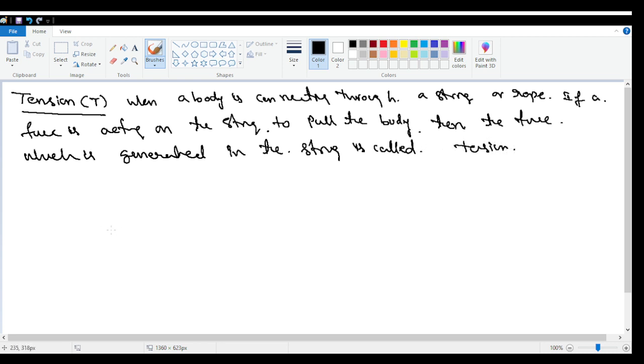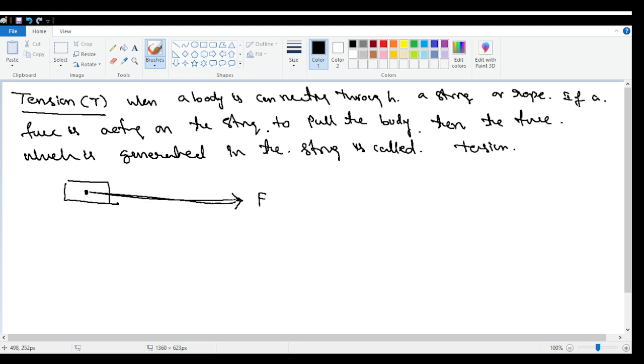Tension. Will you please easily understand about this one? Let me take this body, which is connected with a rope. We are applying a force on this rope, one force, F, is acting. Now we are planning to pull this object with the help of this string.